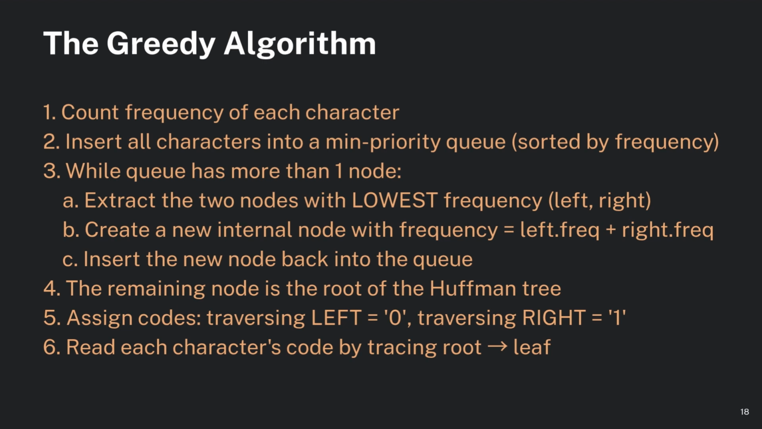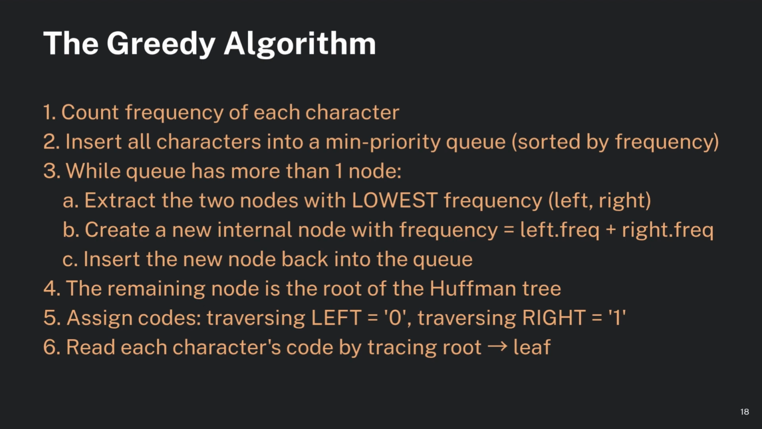First, extract the two nodes with the lowest frequency. Then we create a new internal node with the summed frequency of these left and right nodes. Then we insert the new node, the parent node, back into the queue. And at the end, when there is only one node in the tree, it is the root of the Huffman tree, which means that the while loop is completed.